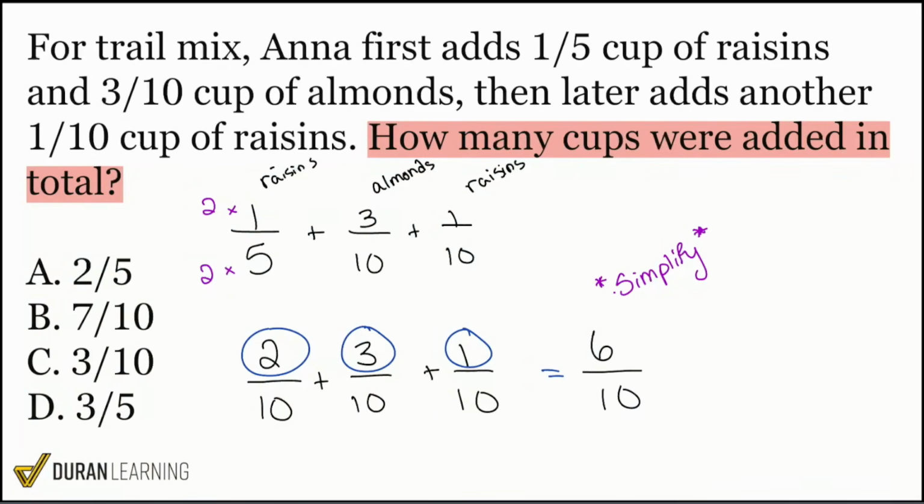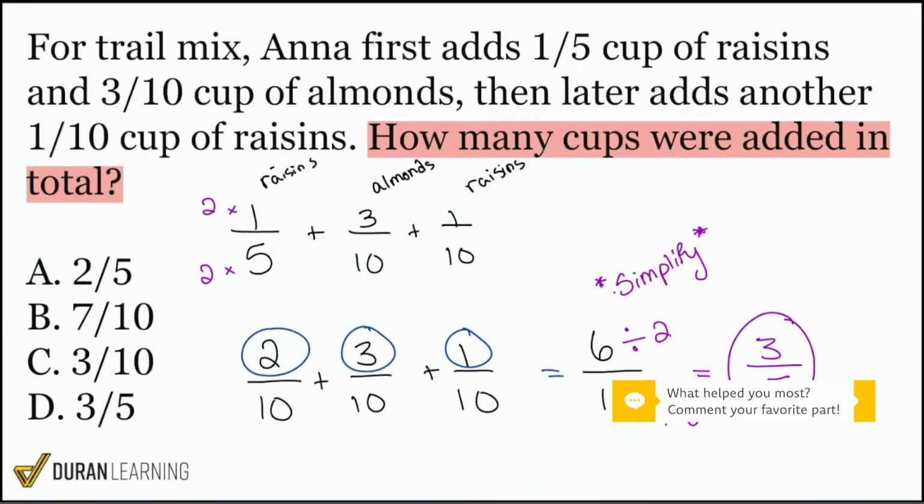So watch this right here. Let me divide 6 by 2, and let me divide 10 by 2. Everybody, 6 divided by 2 gives us 3. 10 divided by 2 gives us 5. And there we are. That's how we'll get the correct final answer here. This is going to be answer choice D.